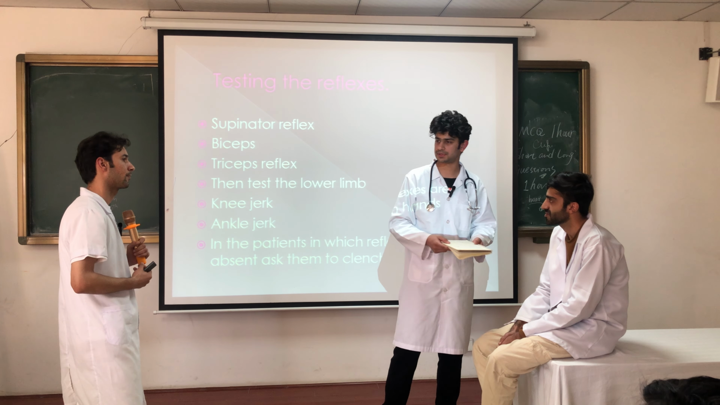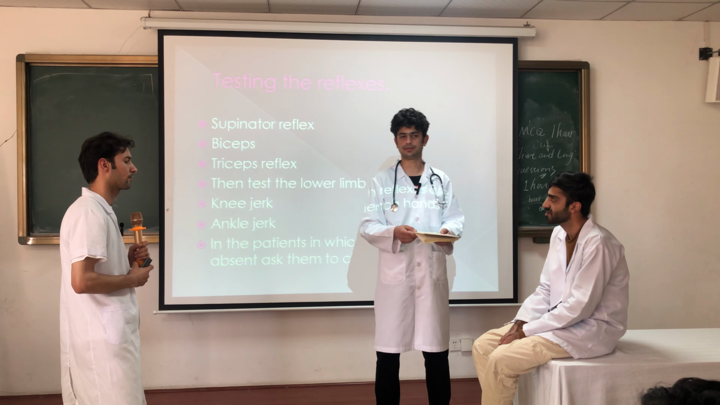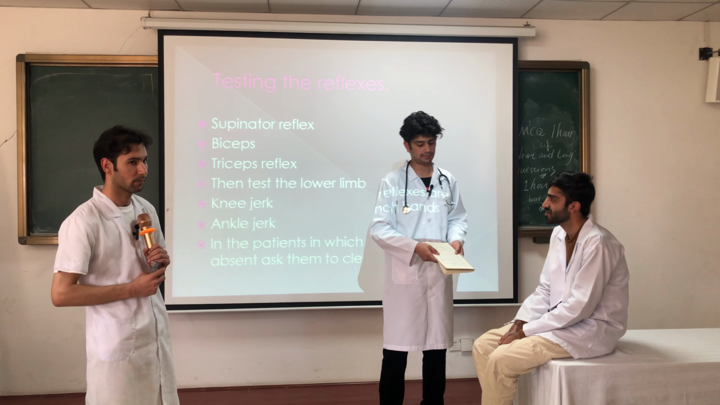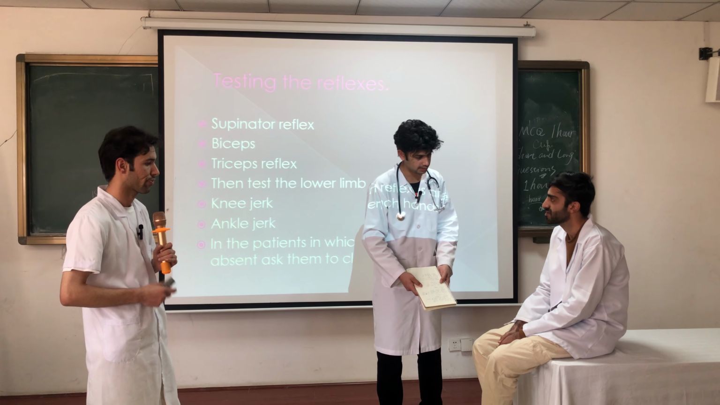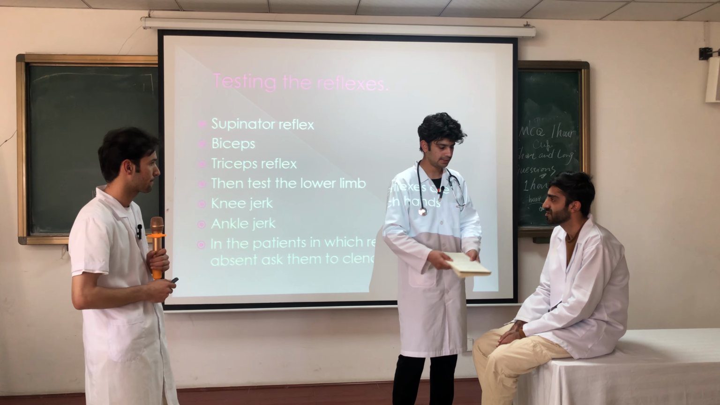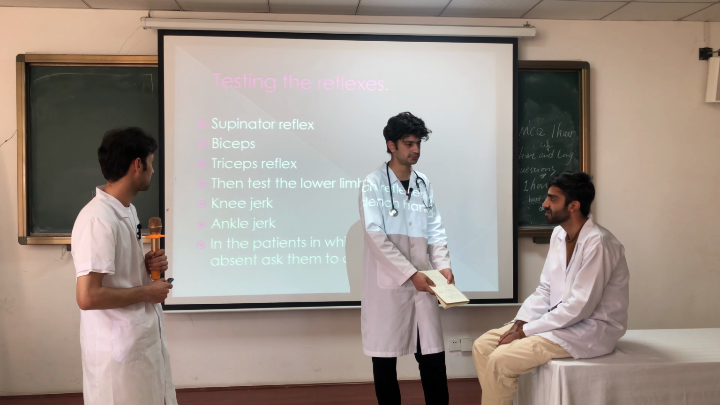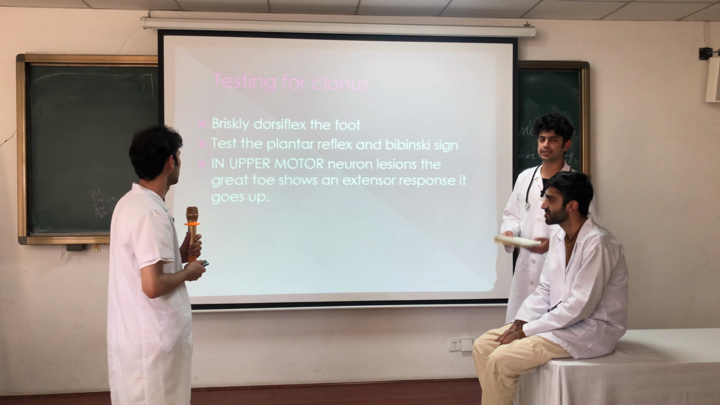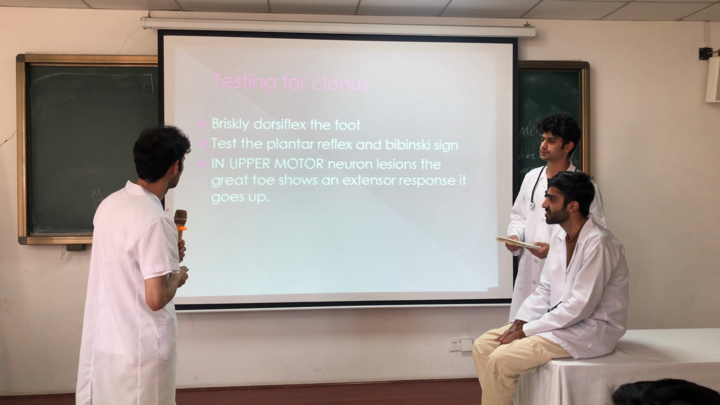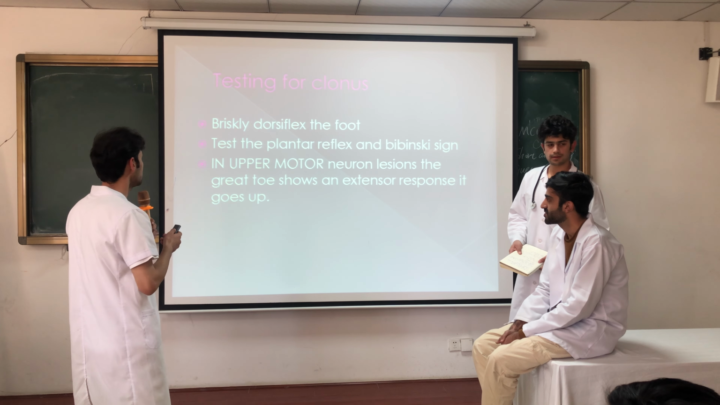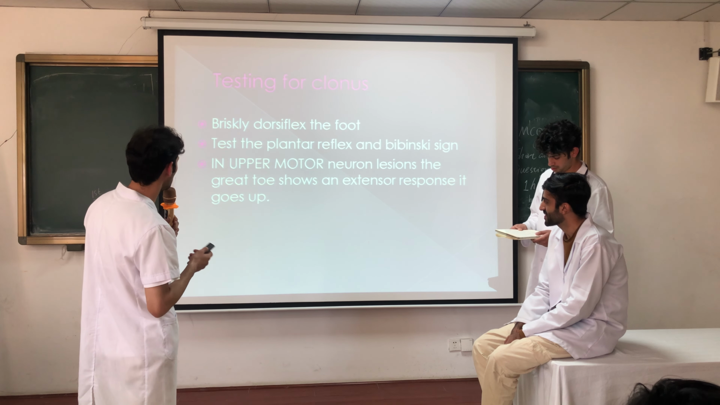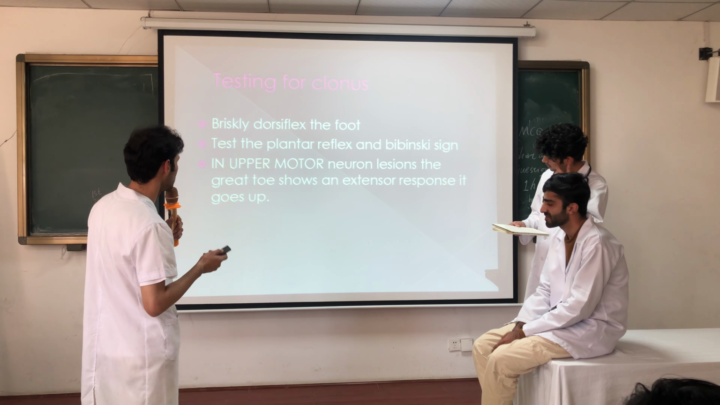We look for muscle wasting, and there are a lot of signs like knee jerk and ankle jerk. But right now we cannot perform them here because we don't have a blindfold, and also the patient is wearing shoes. So these are the tests to check the patient's motor function, like any muscle wasting or atrophy of the muscle, and testing for clonus. Then dorsiflex the foot, test the plantar reflex and the Babinski sign.